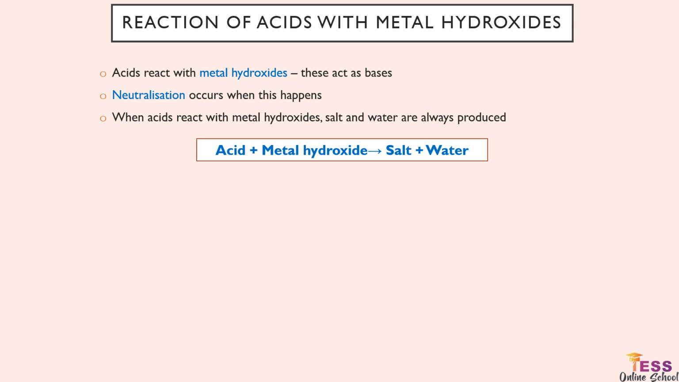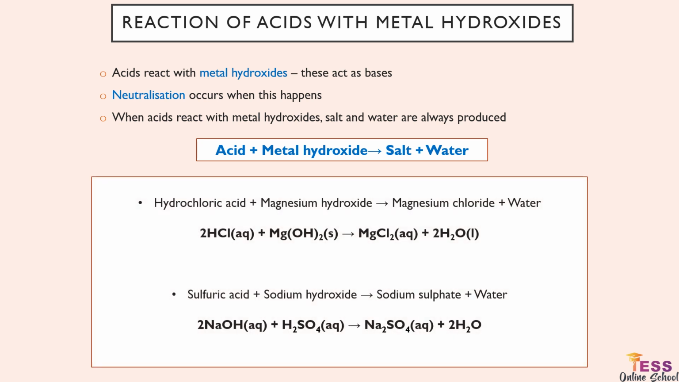So for example, hydrochloric acid and magnesium hydroxide react together to produce magnesium chloride and water. Similarly, sulfuric acid reacts with sodium hydroxide to produce sodium sulfate and water. You should become familiar with these reactions and their products, so much so that you are able to form your own similar reactions if needed for an exam question.